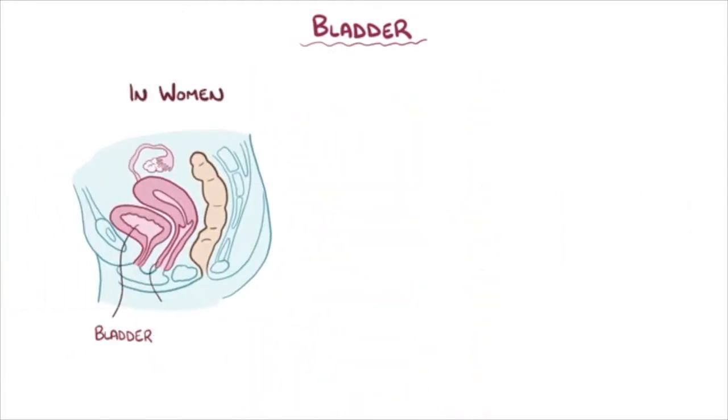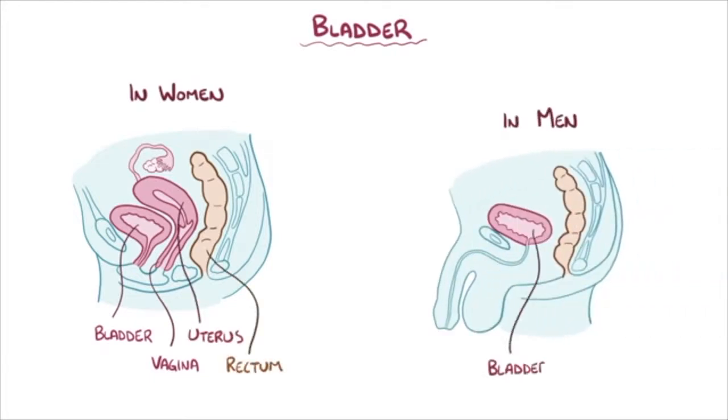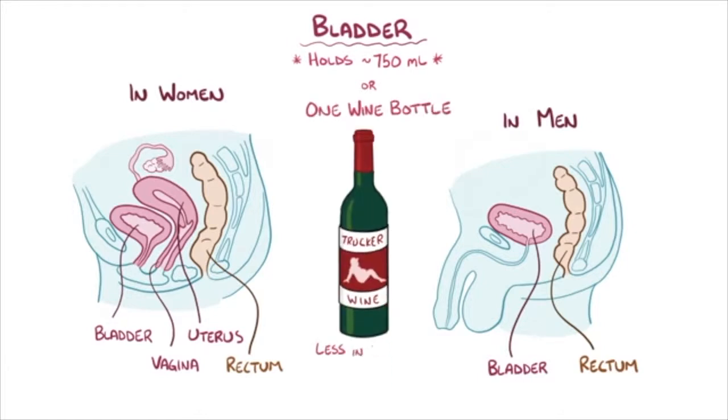In women, the bladder is in front of the vagina, uterus, and rectum, and in men, the bladder is just in front of the rectum. On average, the bladder can hold around 750 milliliters of urine, or about the volume of a bottle of wine. Slightly less in women, though, because of crowding from the uterus, and that's especially true during pregnancy.